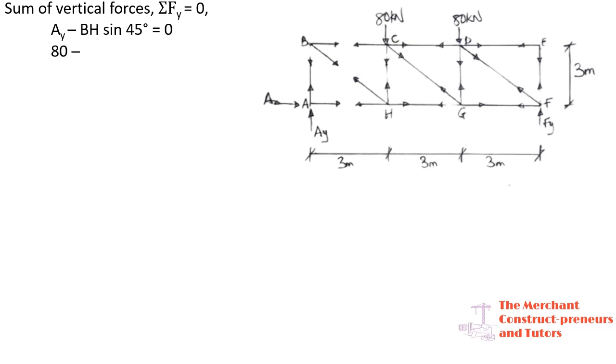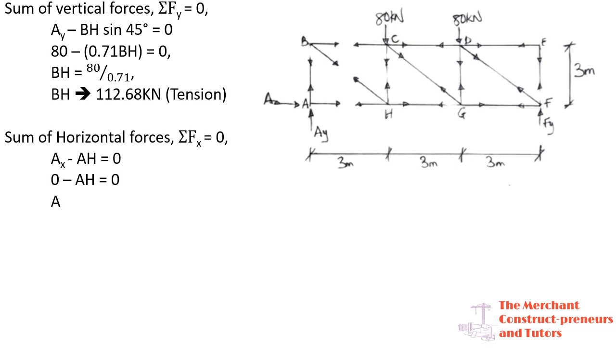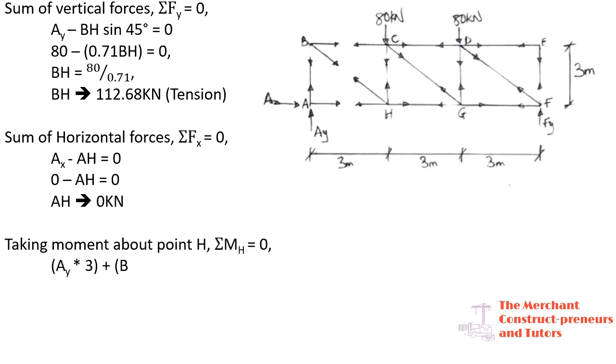So computing this, we have our BH as 112.68 kilonewton. So our tension member. So the next one, sum of horizontal forces equals 0. So at this same portion here, you have AX minus AH equals 0. Horizontal forces. So since AX equals 0, AH automatically equals 0.